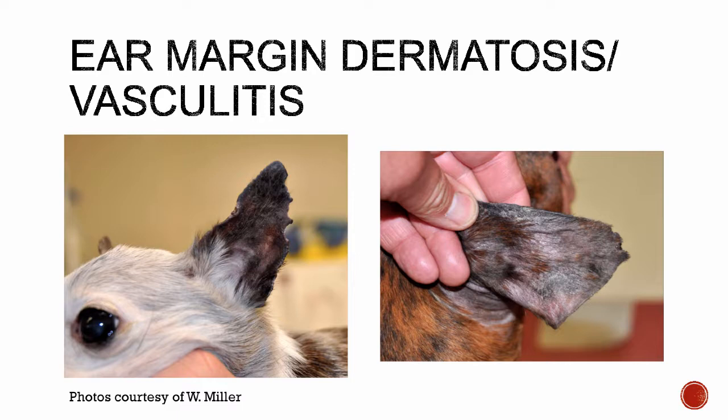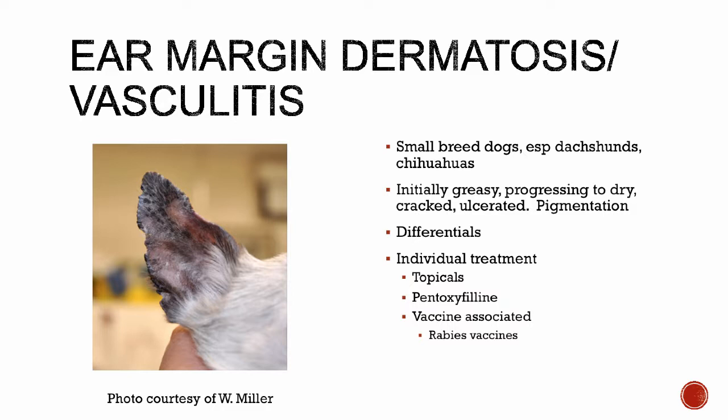Ear margin vasculitis. What causes it? It's a hypersensitivity reaction sometimes to vaccines. So my own little chihuahua got this to her rabies vaccine. So the ear margins, why are they affected? Teeny tiny little capillaries. It's a hypersensitivity reaction. It's delayed. There's antibodies. They travel to those little capillaries, and you get a vasculitis of the ear margin that starts to flake off. So this can be vaccine related.